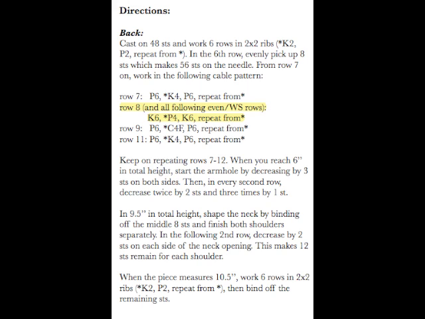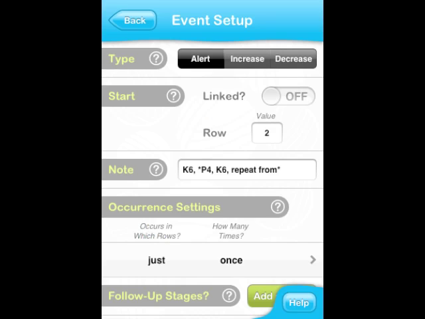The second row of the pattern block is to knit 6 and then keep on repeating to purl 4, knit 6. Note that this not only happens in row 8 of the piece, which is row 2 of the pattern block, but also in all following wrong side rows. I already started the setup of the second block row and I copied the instructions into the note. Now we have to change the occurrence settings since this event actually repeats.